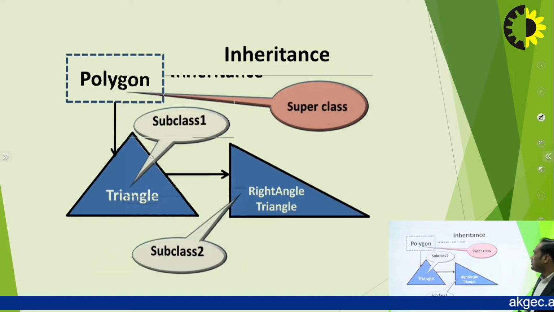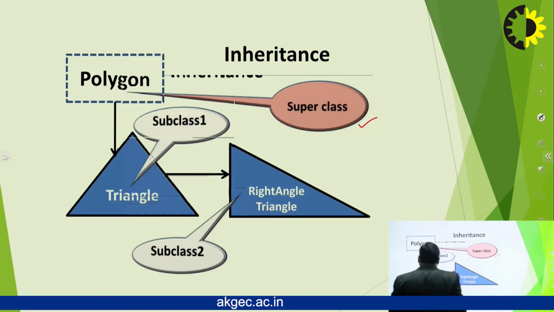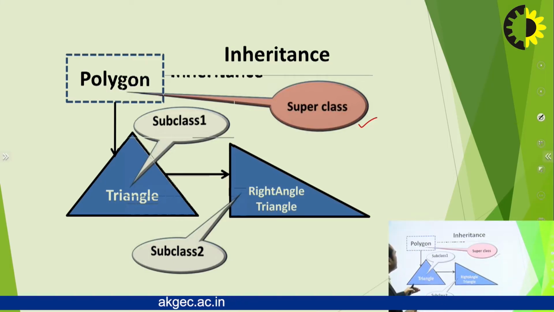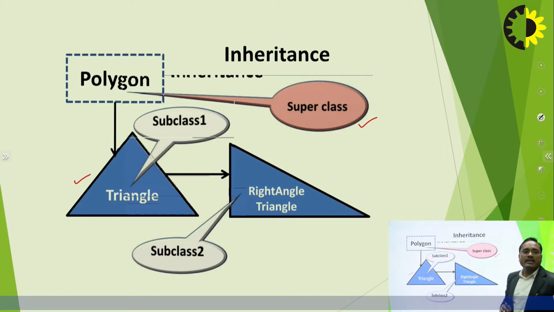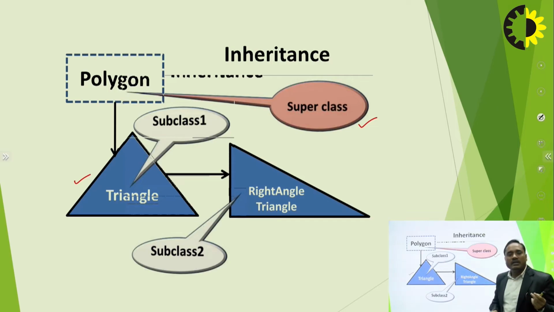So in the diagram, let me explain the polygon in a little more detail. Polygon is a superclass here. From the polygon, we are going to derive two subclasses. The first one is the triangle. Triangle is a subclass. In triangle, we can draw three different types of triangles: a right angle triangle, an equilateral triangle, and an isosceles triangle.